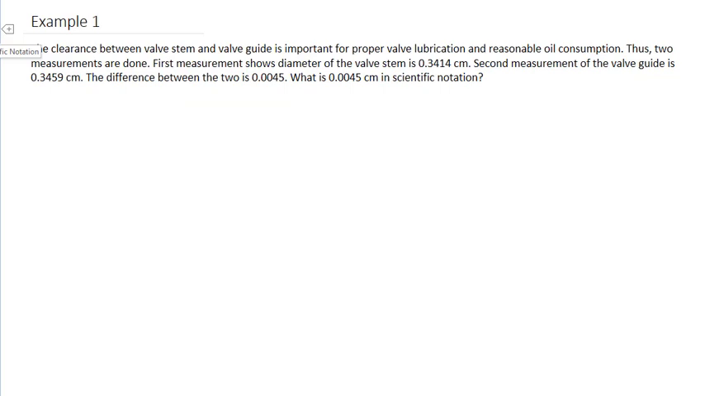So example 1. The clearance between valve stem and a valve guide is important for proper valve lubrication and reasonable oil consumption. Thus, 2 measurements are done. The first measurement shows the diameter of the valve stem is 0.3414 centimeters. The second measurement of the valve guide is 0.3459 centimeters. So the difference between the two is 0.0045. What is 0.0045 in scientific notation?